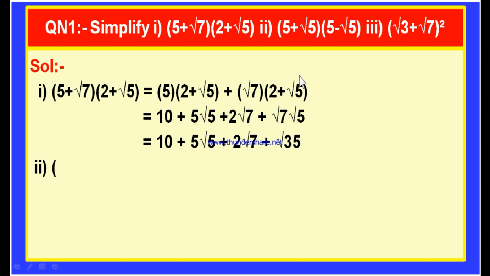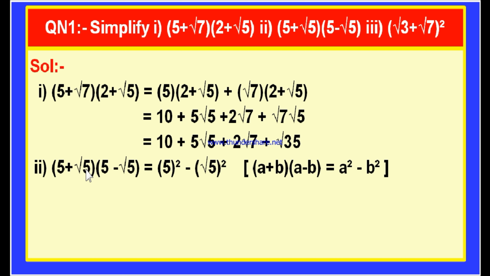Now let us answer the second bit. (5 + √5)(5 − √5). Here, if you assume that 5 is A and √5 is B, then this is in the form of (A + B)(A − B), isn't it? What is (A + B)(A − B)? A² − B². Okay. (A + B)(A − B) is A² − B².